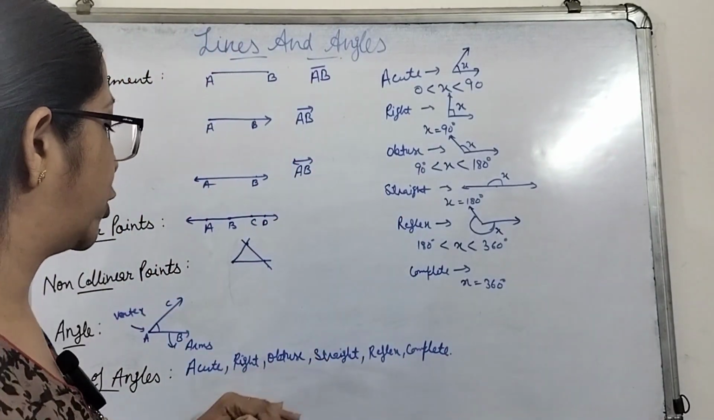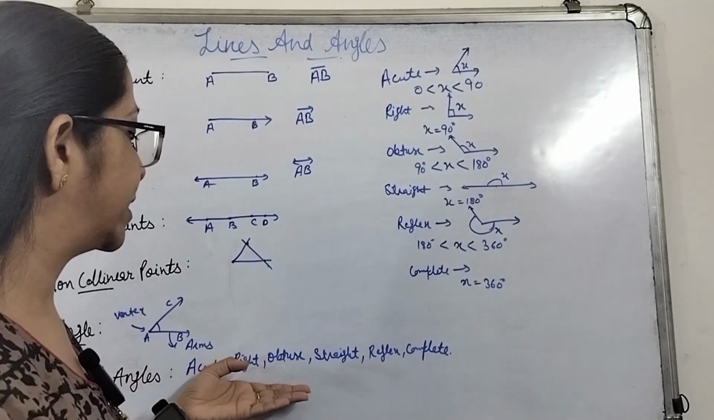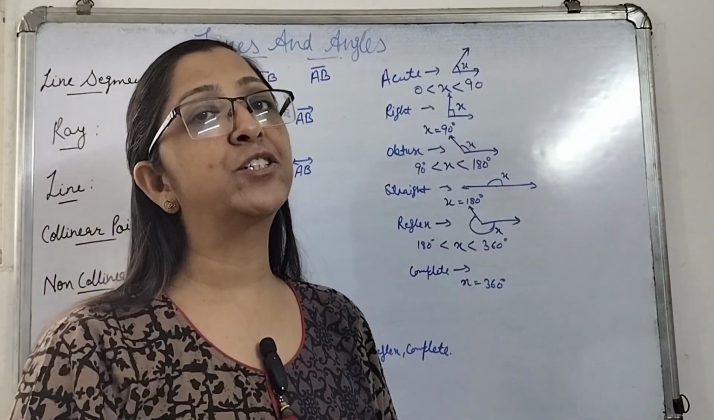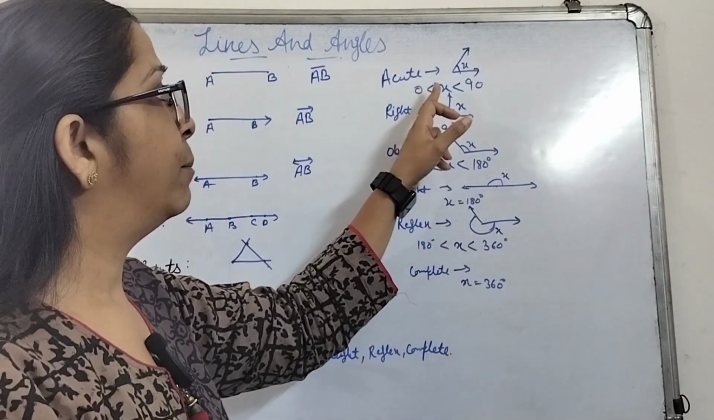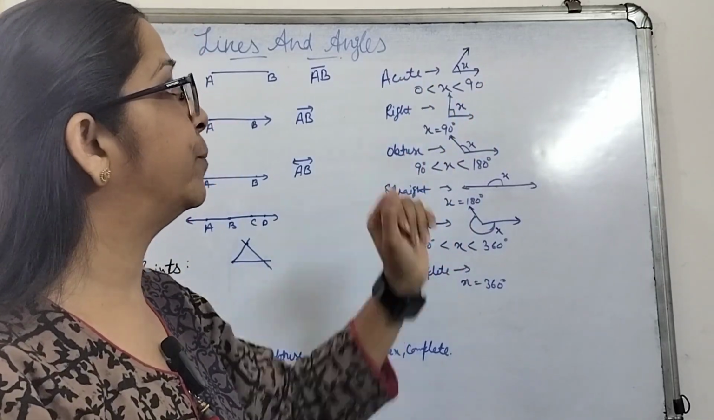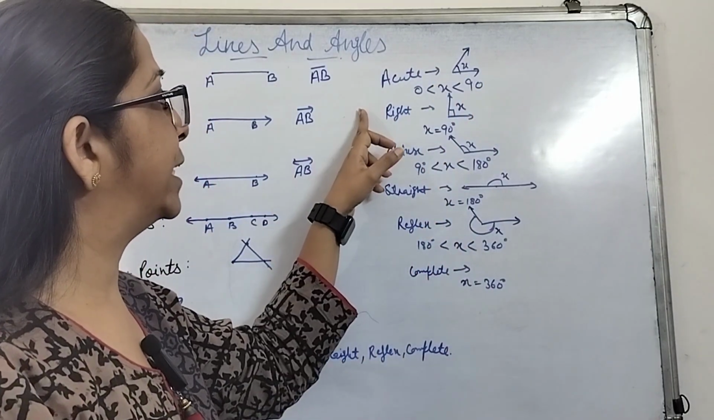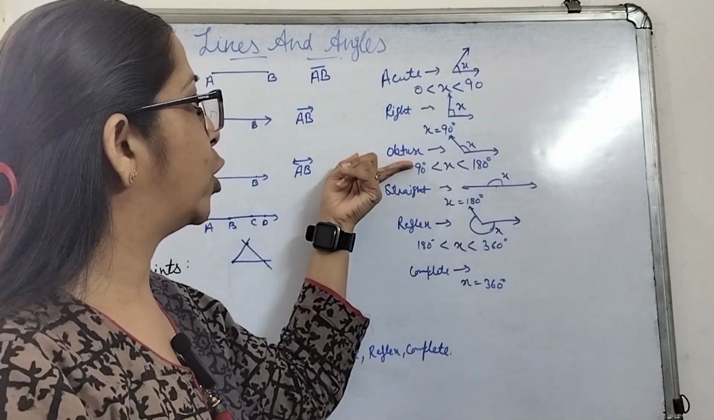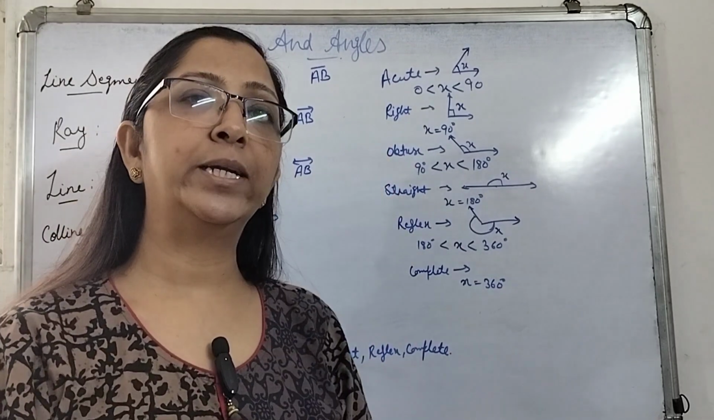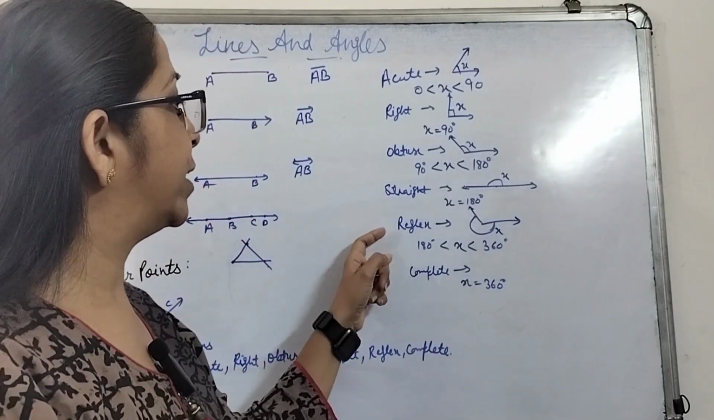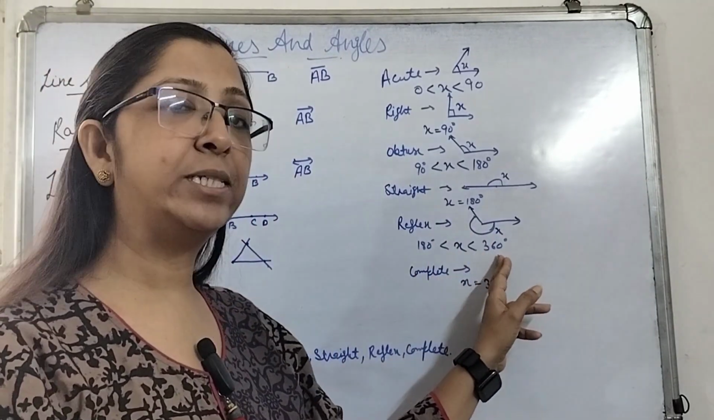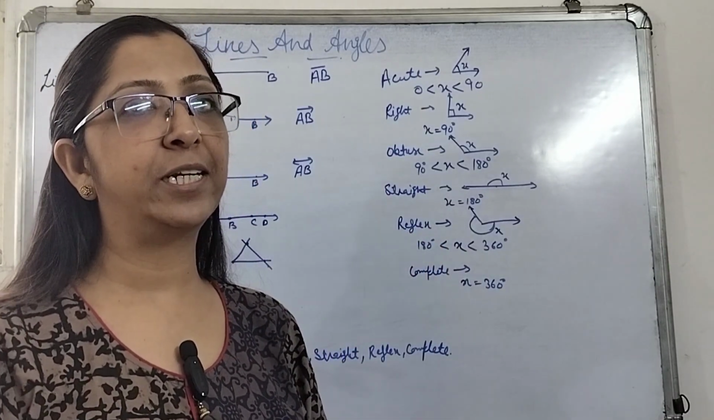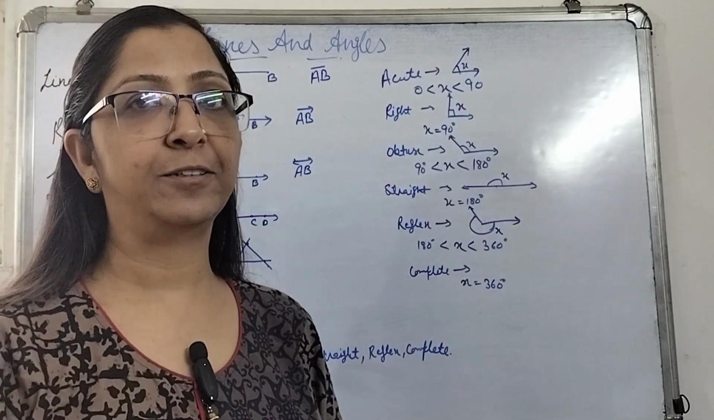So the types of angles according to the measurement are the acute angle, right angle, obtuse angle, straight angle, reflex angle, and complete angle. If the measurement of the angle is more than 0 but less than 90, it is an acute angle. If the angle is exactly 90, it is a right angle. If the angle is more than 90 but less than 180, it is an obtuse angle. If the angle is exactly 180 degrees, it is known as a straight angle. If the angle is more than 180 but less than 360, then it is a reflex angle. And if the measurement of the angle is exactly 360 degrees, then it is a complete angle.